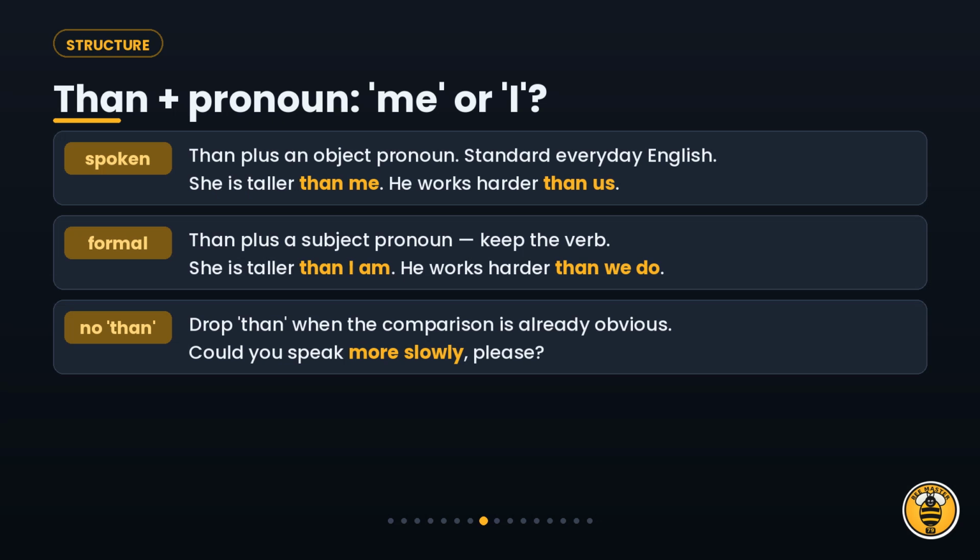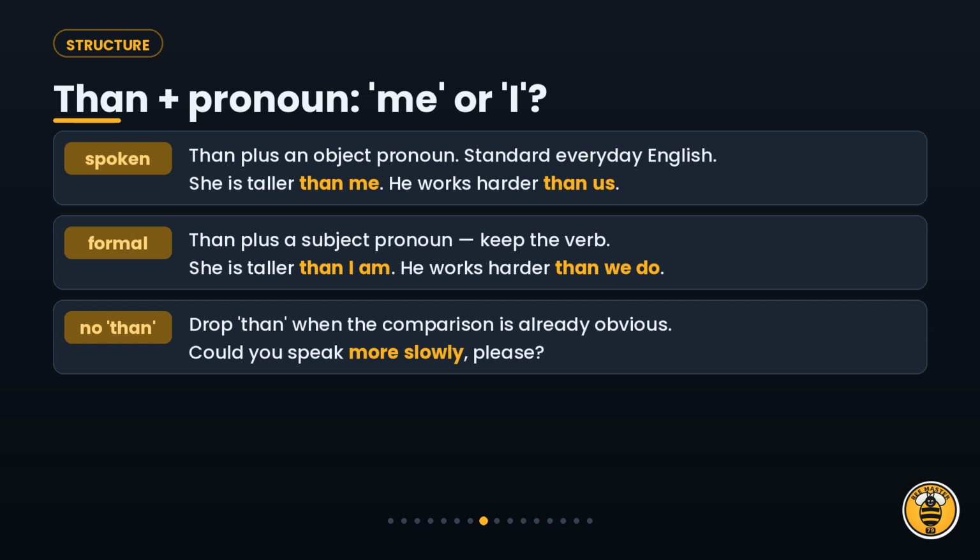Now let's look at the word "than" more closely, because there is one question that comes up constantly. Do you say "than me" or "than I"? In everyday spoken English, we use "than" plus an object pronoun. She is taller than me. He works harder than us. This is completely standard, and it is what you will hear from native speakers all day long.